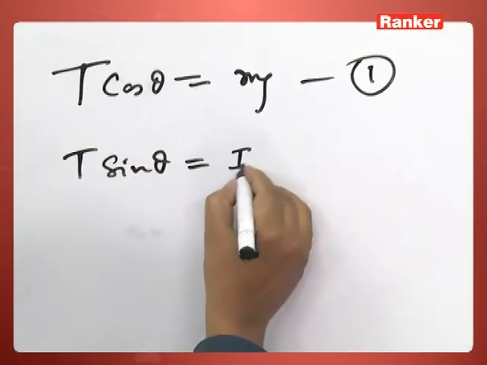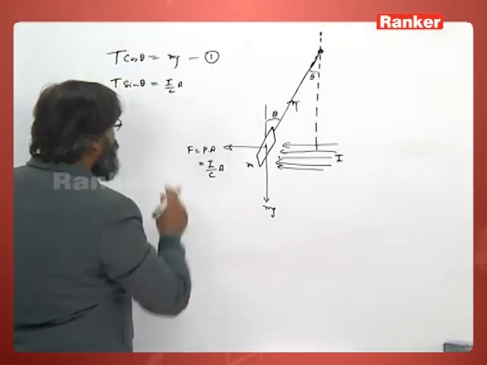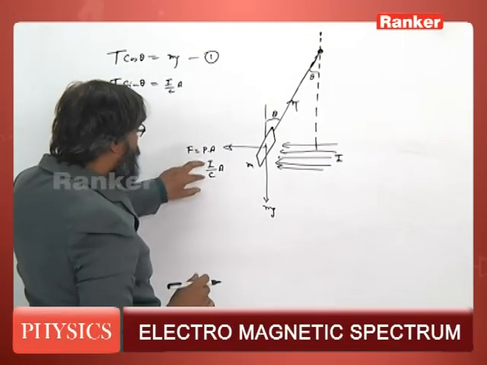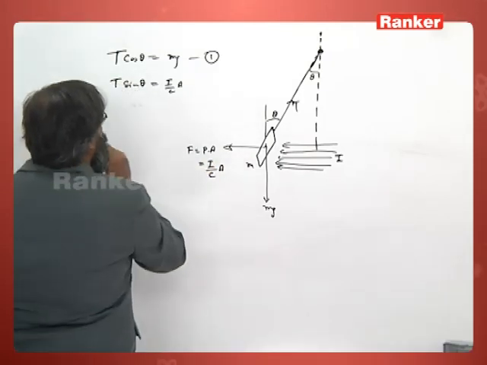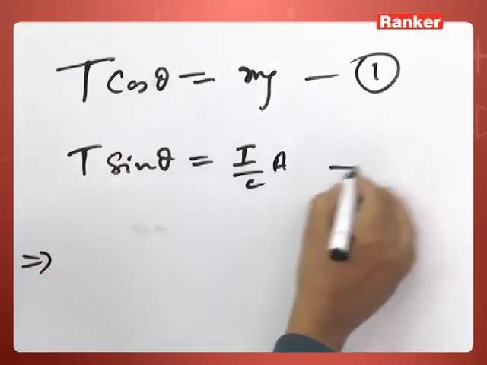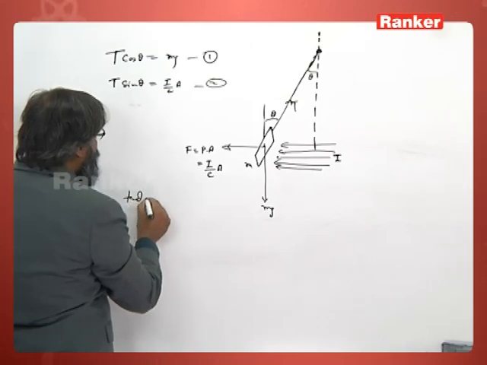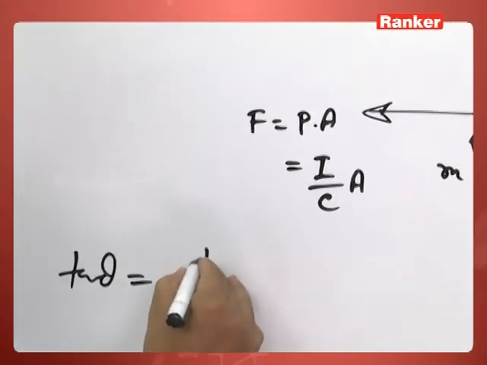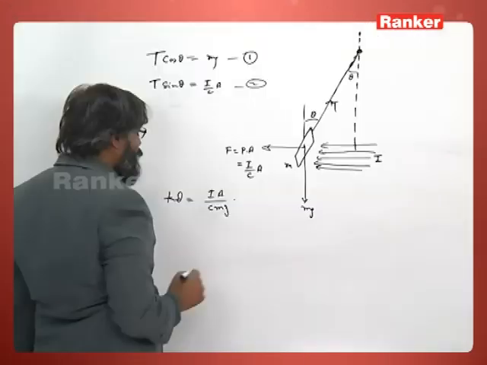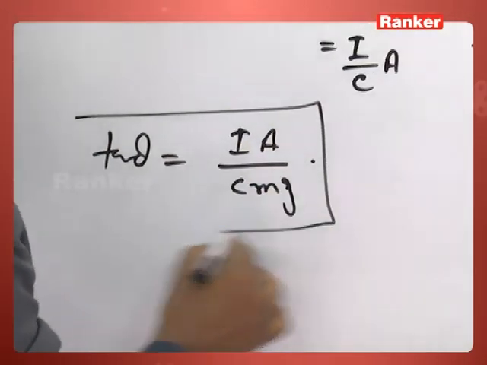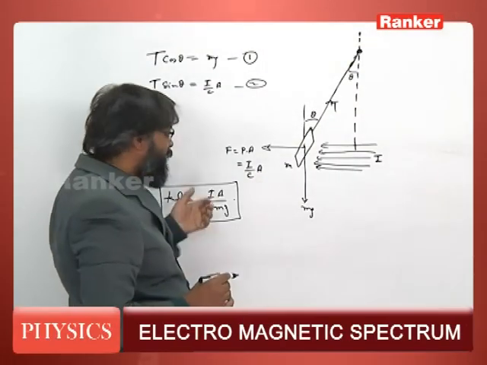component is I by C into A. This is the force. Radiation pressure is I by C, it is completely absorbed, so I by C into area is the force. So from these two equations we get tan theta will be I A by C mg, where C is the velocity of light, I is the intensity of light, A is the area of cross section of this. This is the tan theta.